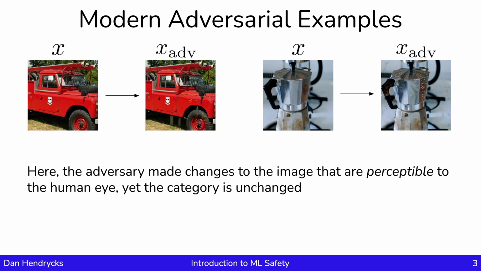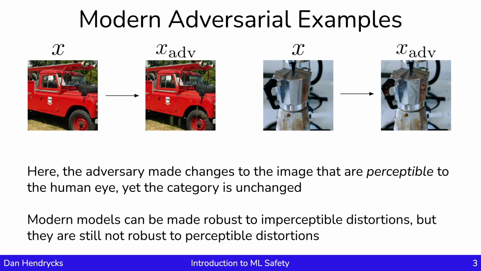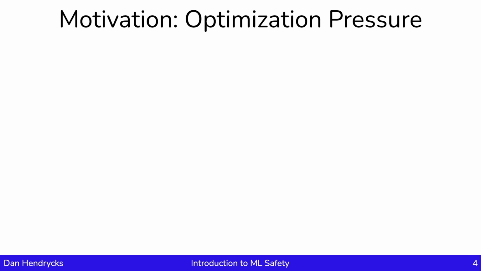Adversarial examples is not about imperceptible distortions. It's about adversaries changing inputs and causing models to make mistakes. Modern models can be made robust to imperceptible distortions, but they are still not robust to perceptible distortions. There are other motivations for researching adversarial robustness. One motivation is optimization pressure.